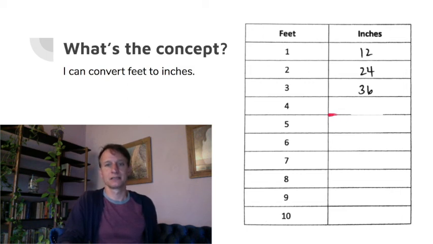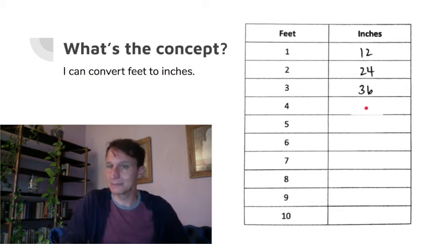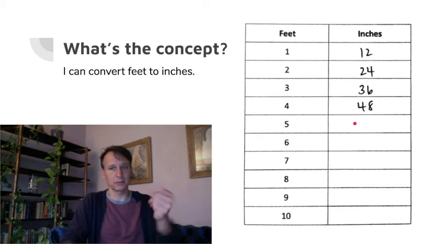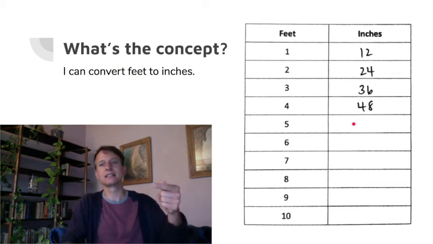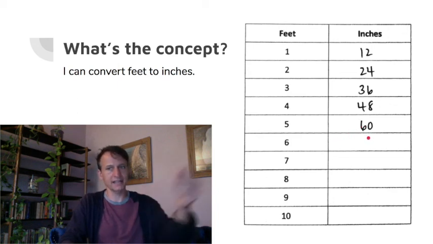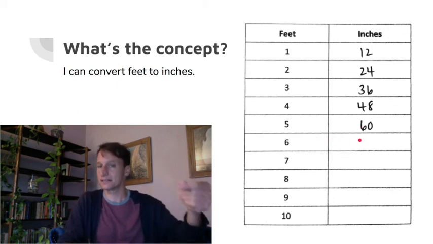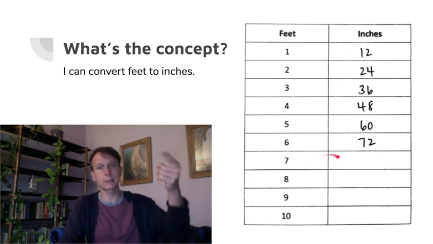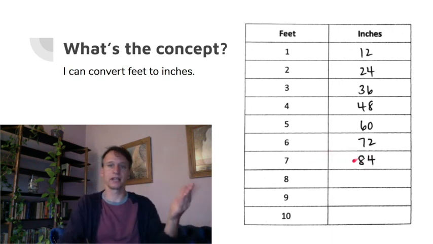36. 4 feet would then contain 48 inches, and we haven't had any regrouping yet, but now we do. 5 feet is 60 inches. Okay, no regrouping to add 12 to that. 6 feet is 72 inches. Again, no regrouping. 7 feet is 84 inches.